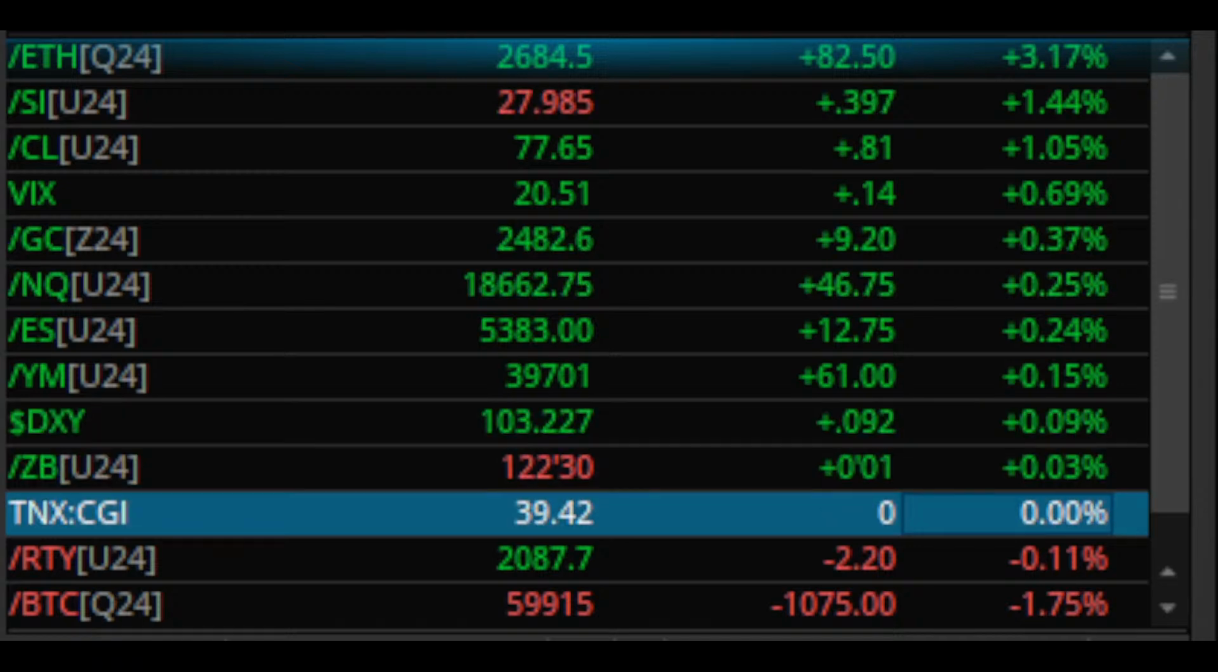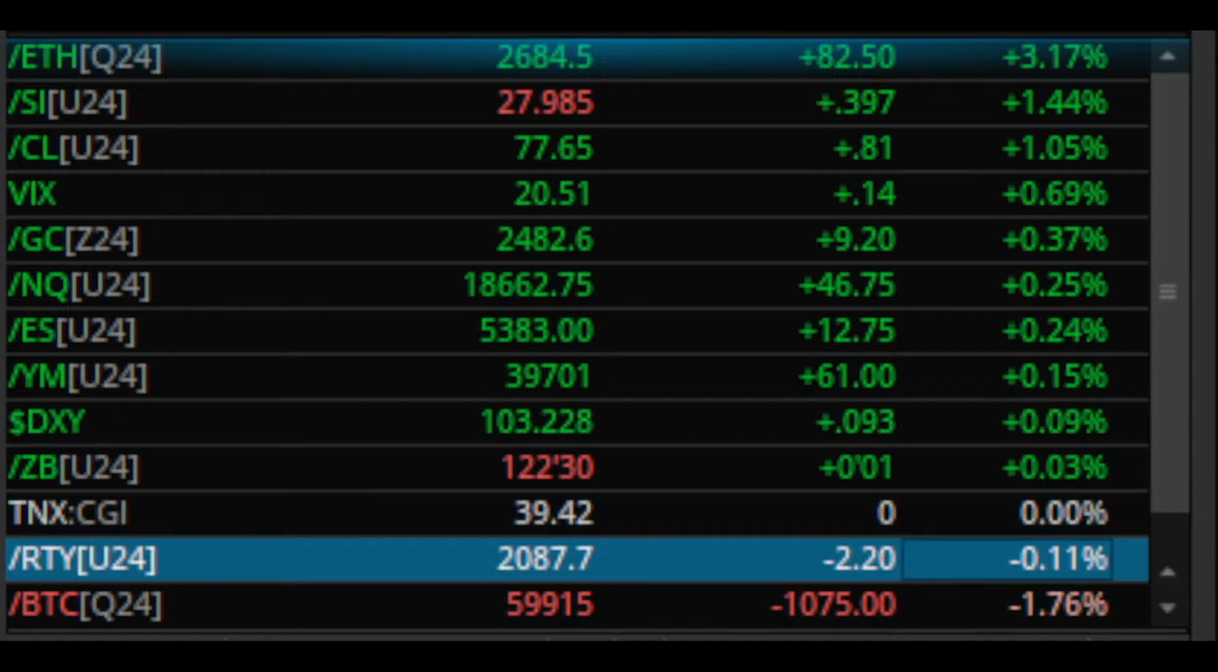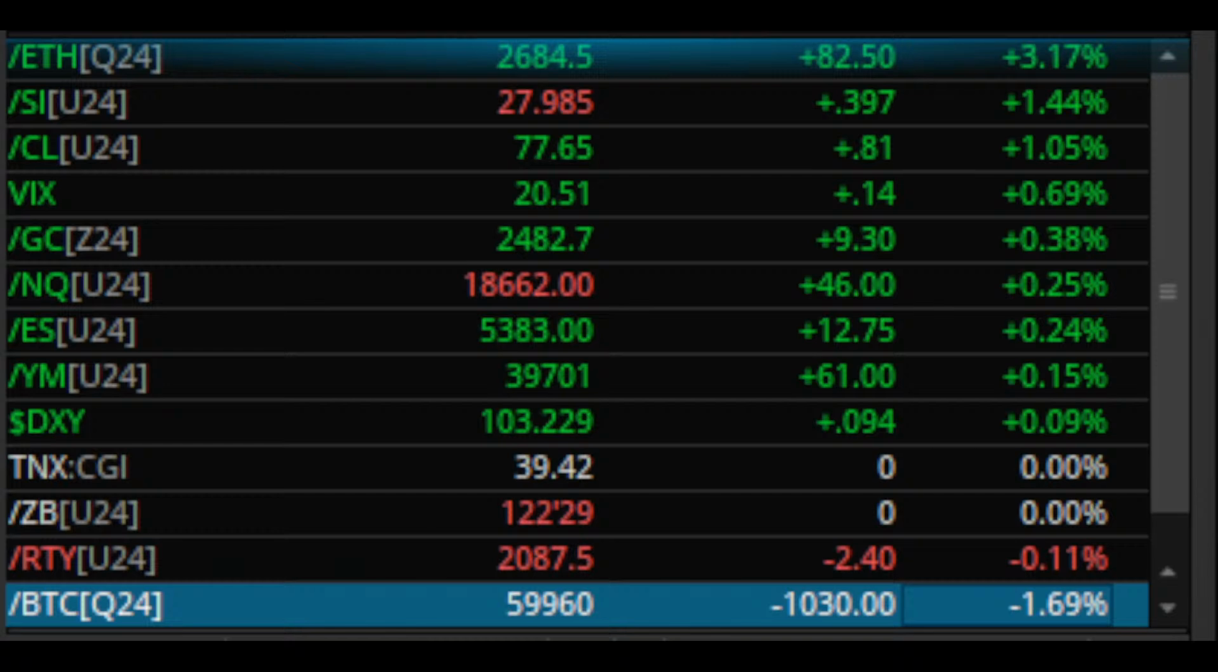10-year yield has not reported yet. I'm sure that will be flat, close to flat as well. The Russell's down 0.11, and Bitcoin was down, I believe, more than that earlier. It's down 1.69%.